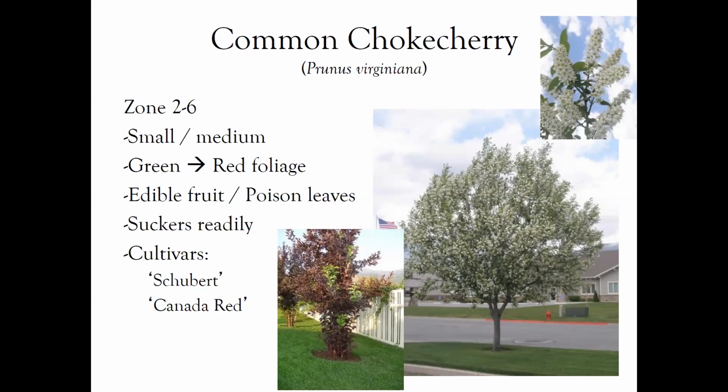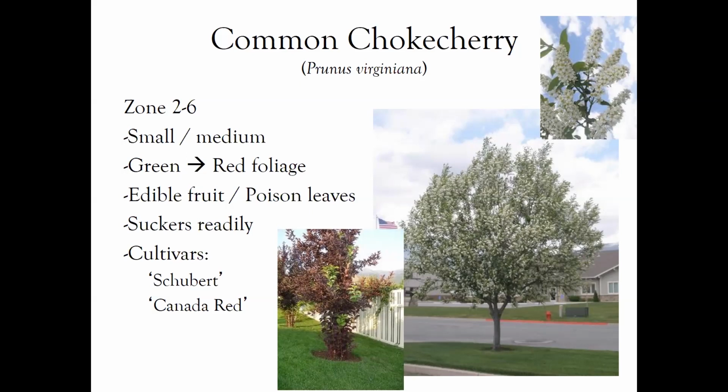The foliage comes out green, as you can kind of see in the little inset picture here, and then as it ages, it turns to this red foliage. And that's pretty typical for the species. Small trees, good for under power lines. The fruit is edible, but the leaves are toxic. You should not consume any of the rest of the plant.